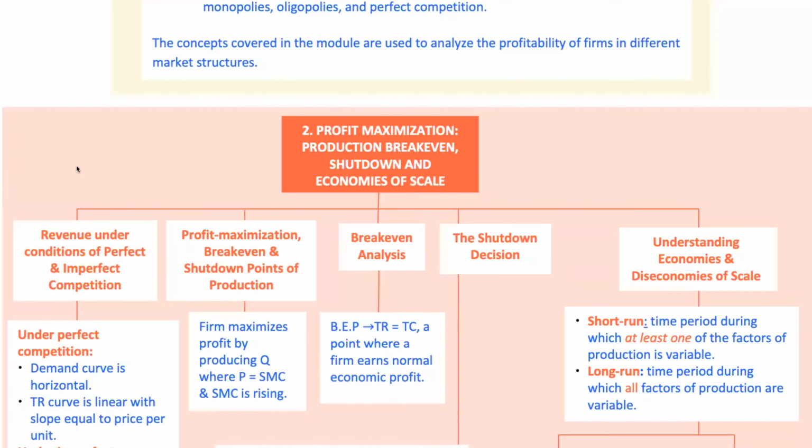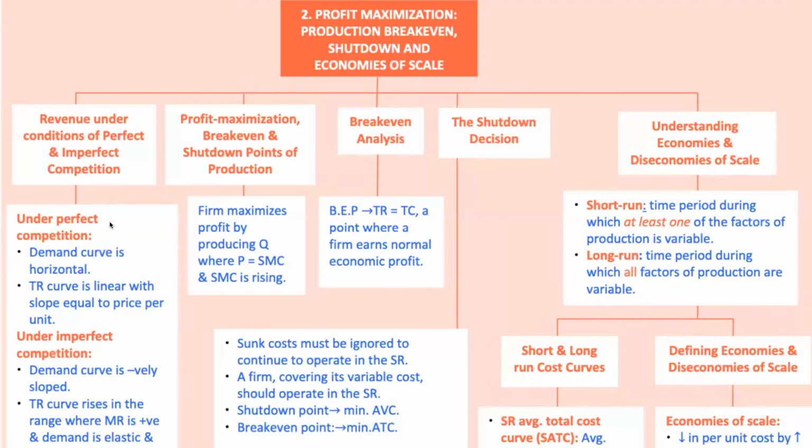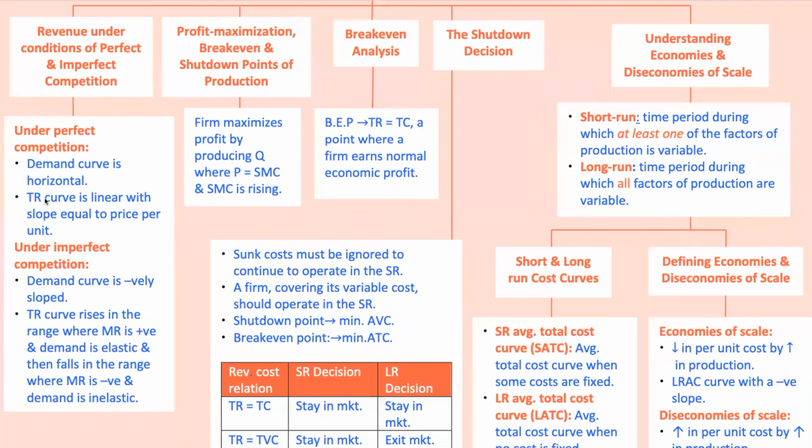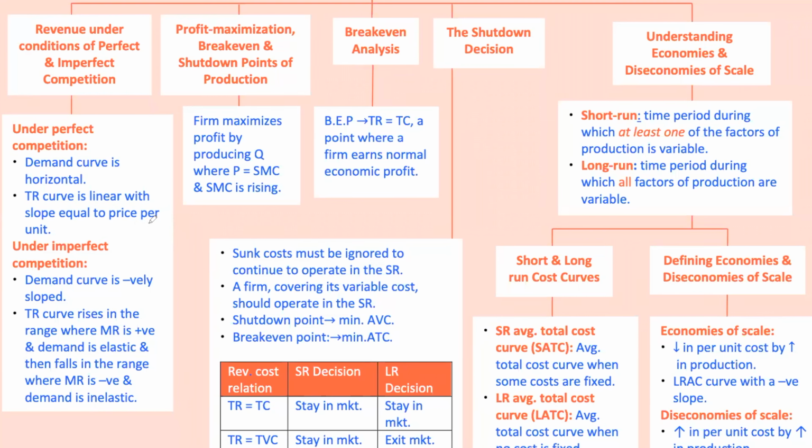In perfect competition, the firm is a price taker with a perfectly elastic demand curve. This means the firm can sell any quantity at the market price, but cannot influence the market price. Total revenue is equal to price times quantity. The demand curve is horizontal, reflecting the fact that the firm can sell as much as it wants at the prevailing market price.